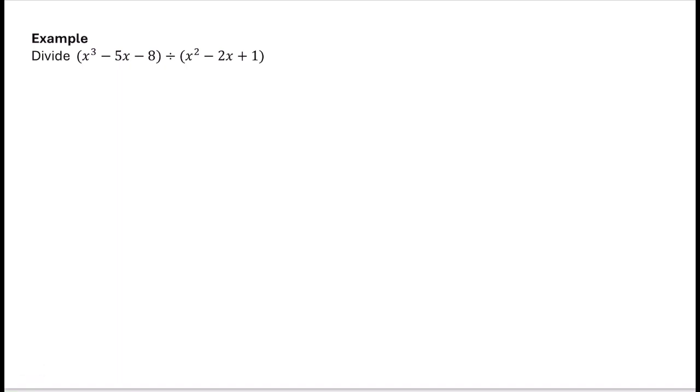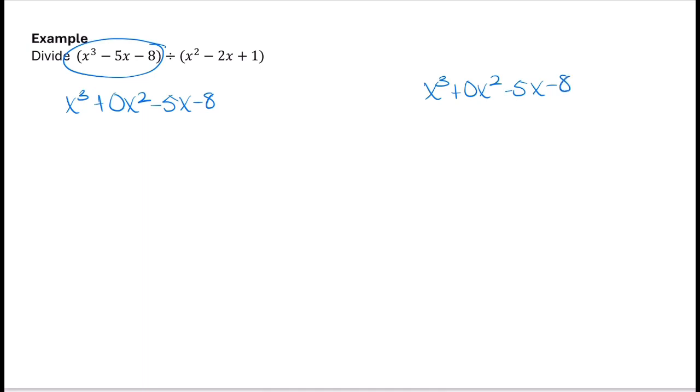Okay, so now let's go ahead and divide this. So here I have to do something different because notice my terms don't go in descending order in my first polynomial, right? So this should be x cubed, and then since there's no x squared term, I have to add in the 0x squared. Then I have minus 5x minus 8. So when I write this as division, I'm going to have x cubed plus 0x squared minus 5x minus 8, and then divided by x squared minus 2x plus 1.